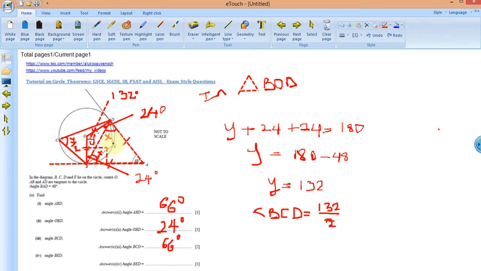So let's go for angle BED. So this is BED here. I'm looking for this angle. Let me use the laser. So I'm looking for this angle here.